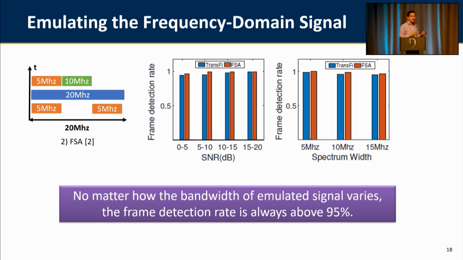And furthermore, we are evaluating the performance of emulating frequency domain signals. And this figure shows that when we are trying to emulate the FSA technique to achieve agile spectrum usage, we can similarly achieve a very high frame detection rate, and data payloads can also be safely transmitted with minimal errors.